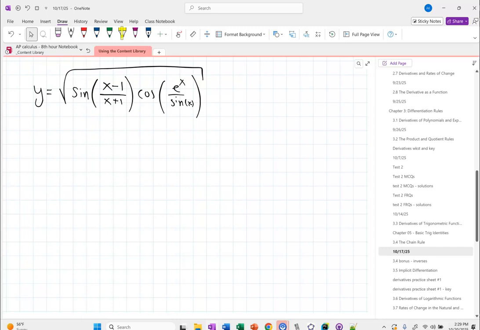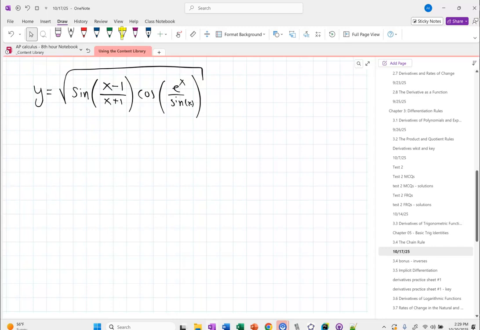Square root of x. So let's talk about how many chains, quotients, products, etc. What do we see in here? We have one product, two quotients, and a few. How many compositions? Three, because of the square root, yes.